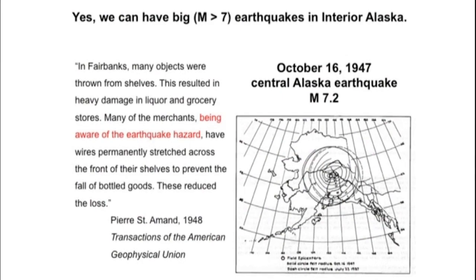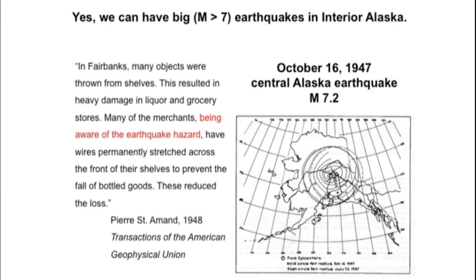But it's not all about southern Alaska where the really biggest ones are. Yes, we can have big magnitude 7 earthquakes in interior Alaska. And this is an image from a paper published in 1948 of an earthquake in central Alaska in 1947, and the quote in the article says, "In Fairbanks, many objects were thrown from shelves.